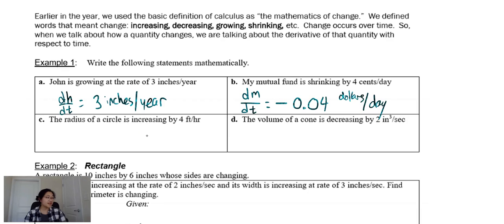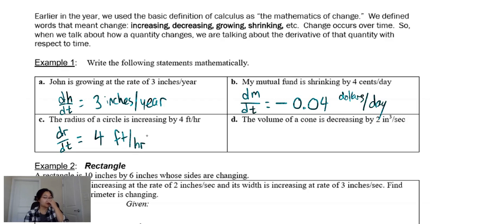Okay. The radius of a circle is increasing by 4 feet per hour. What kind of a circle would be increasing by a radius of 4 feet per hour? Maybe like a pool of lava. Maybe like a wet spot from a drip or a flood. Something like that. Radius of a circle. So dr/dt. And look, all of our changes are with respect to time, right? Is 4, and it's increasing, so it's positive 4 feet per hour.